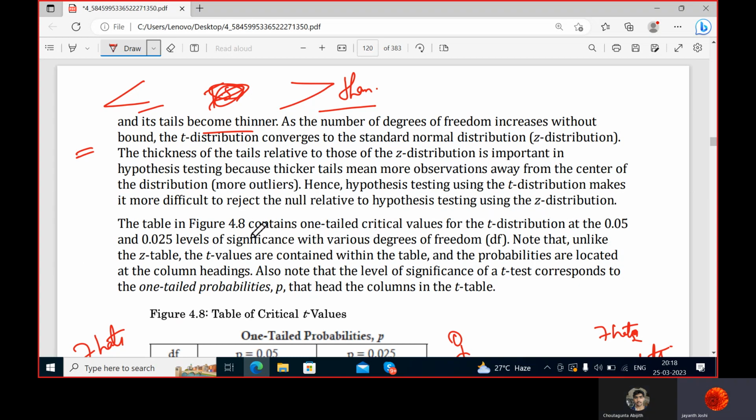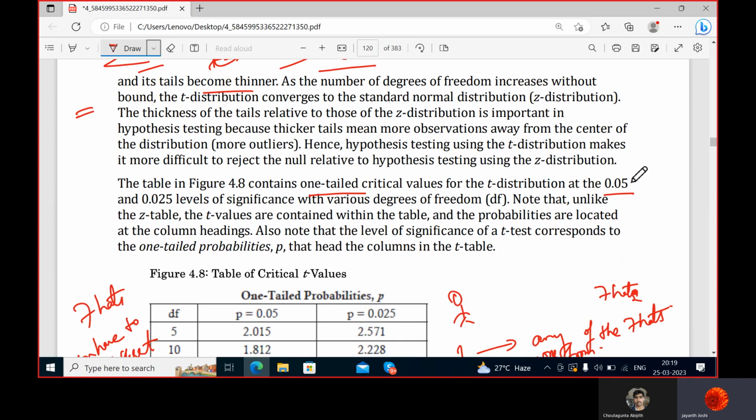Table 4.8 contains the critical values. One-tailed critical values for the t distribution at 0.05. If I speak about one tail, 0.05. For two tail, you divide the 0.05 into two parts, that is 0.025, correct? In two tail you have this side as well as this side, 0.025 here and 0.025 here. In a one tail test, it will be just one side, that is 0.05. Understood, Abhijit?